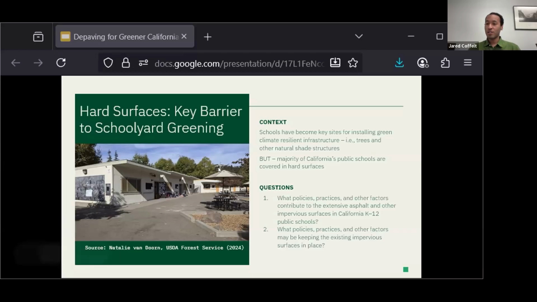And so our work was guided largely by these two questions, looking both backwards and then at the current day: what policies, practices, and other factors contribute to the extensive asphalt and other impervious surfaces in California public schools, and then what policies, practices, and other factors may be keeping those impervious surfaces in place.